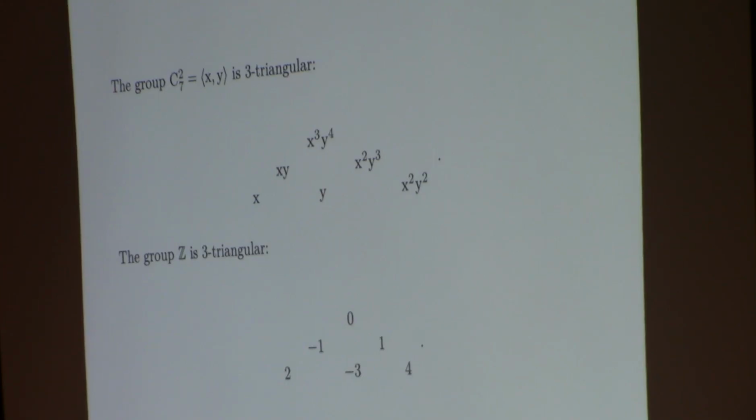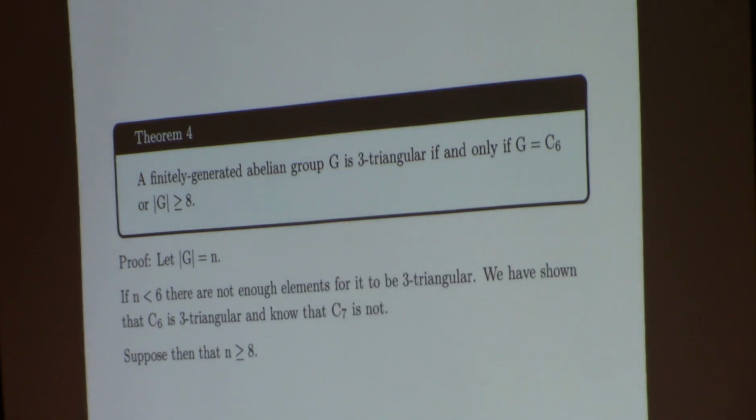All right, a few more cases. I'm just showing the cases that are all needed to combine into this characterization here. So C7 squared, and then we got Z, the integers. Too hard to do one of those there. And so here we have that a finitely generated abelian group is 3 triangular if and only if it's C6 or it has 8 or more elements. And then every abelian group after that.